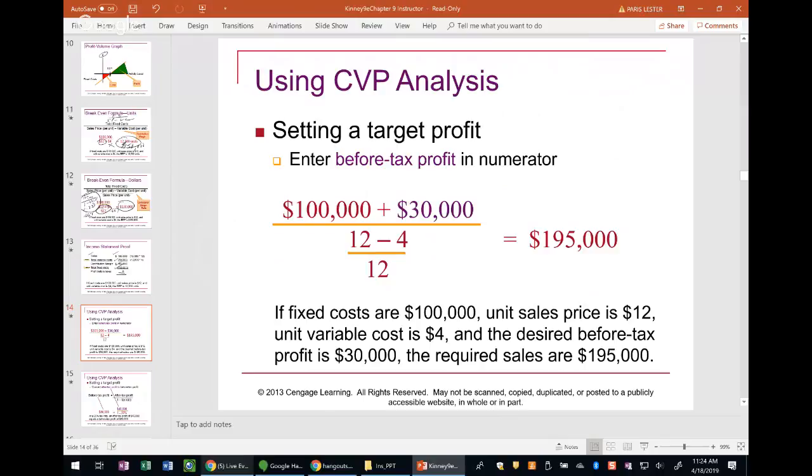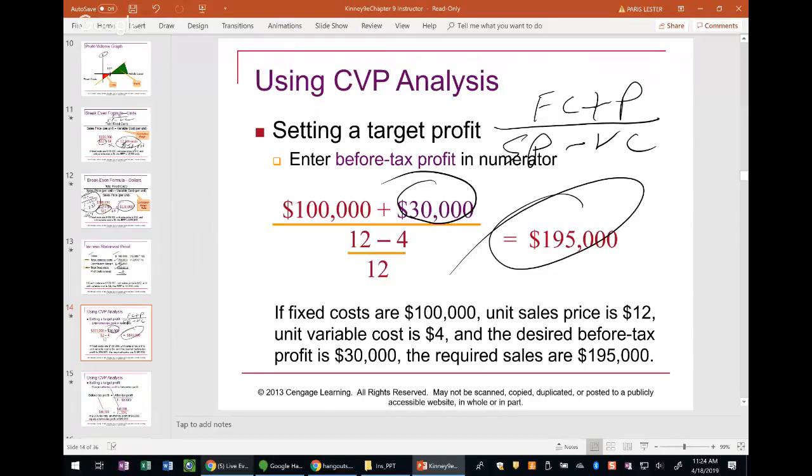Set in a target profit if you want to make $30,000. This could be for a month, a year, or a day. You take your fixed cost plus your desired profit, salary, or net income, and you take your selling price minus your variable cost. Same formula, just put profit up there. So that's really dividing 8 into 130,000, which gives you $195,000.